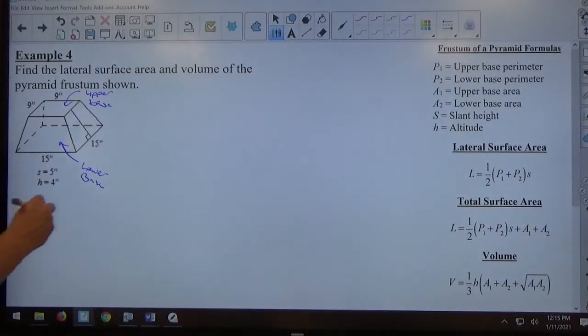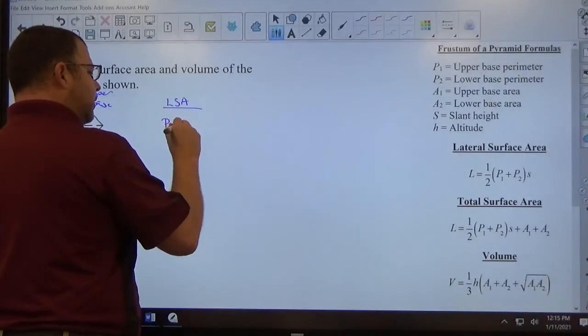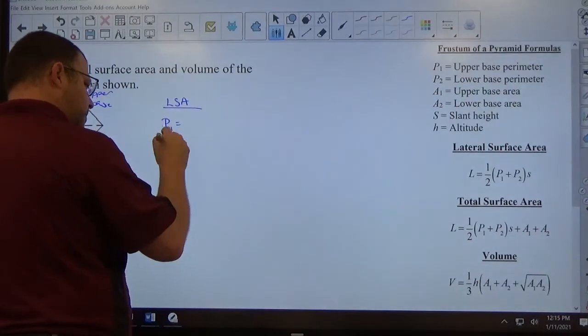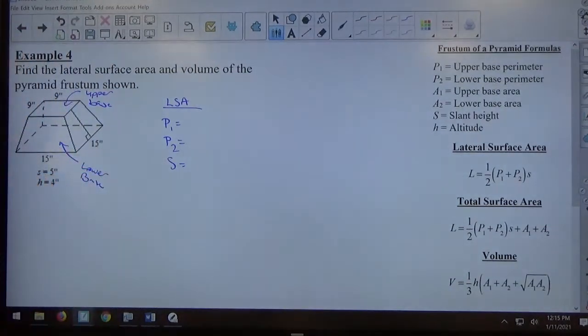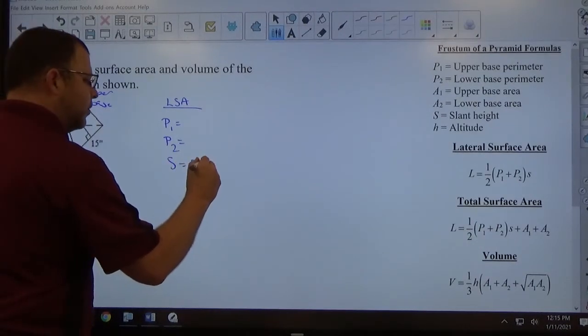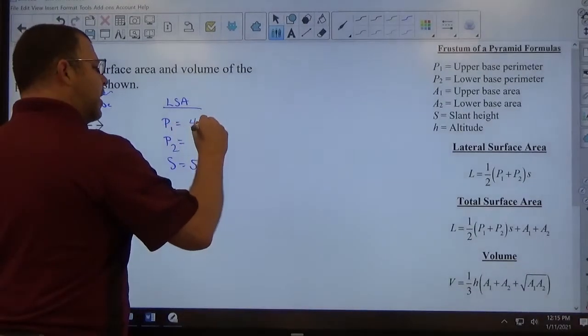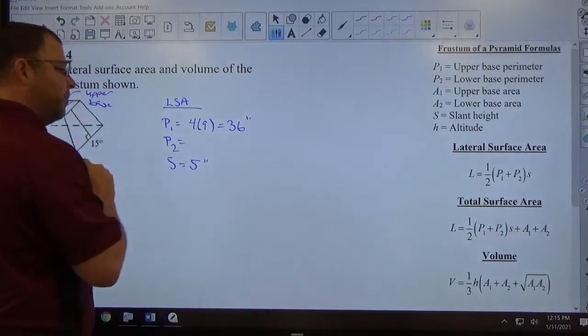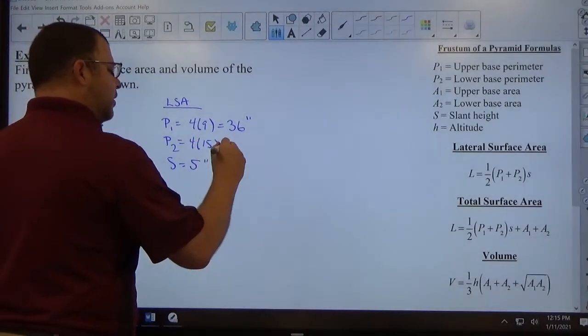If I start off with the lateral surface area problem, what I need to know is what P sub 1, P sub 2, and S are. S is the slant height given to me right here, so S is equal to 5 inches. P sub 1 is the upper base perimeter. The upper base is a 9 by 9 inch square, so it's 4 times 9 inches, which is 36 inches. And P sub 2 is the lower base perimeter. The lower base is a 15-inch by 15-inch square, so its perimeter is 4 times 15, which is 60 inches.